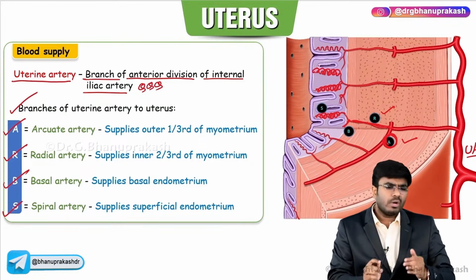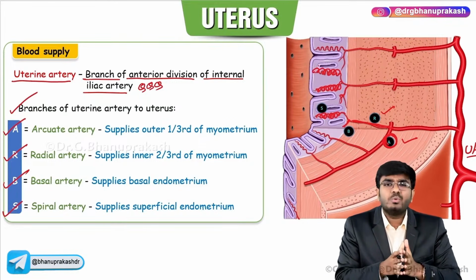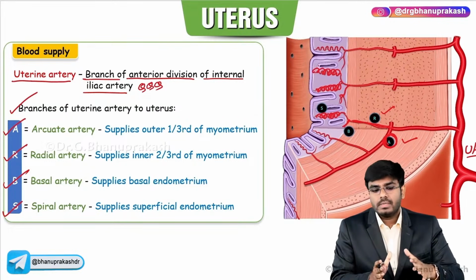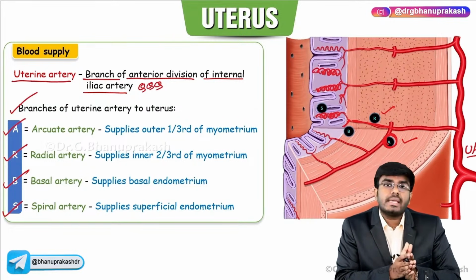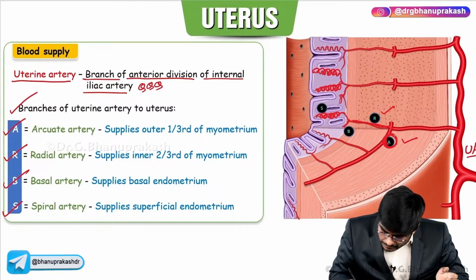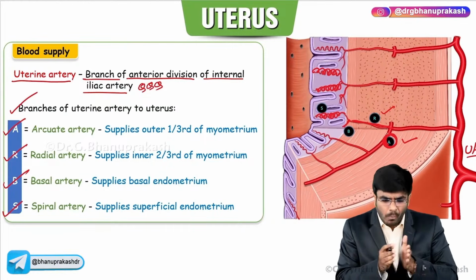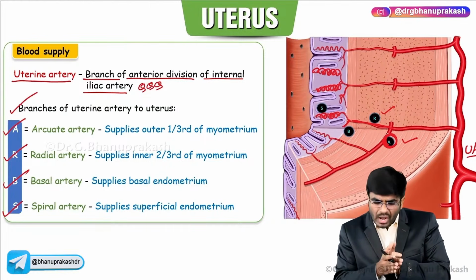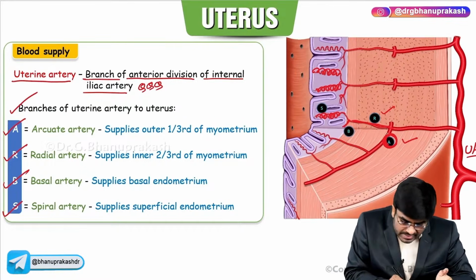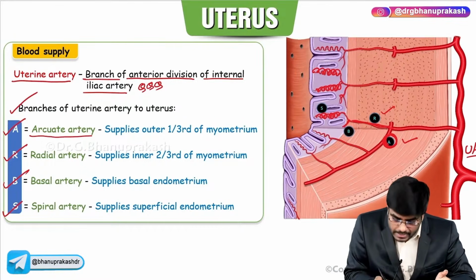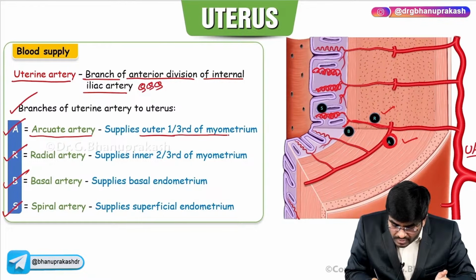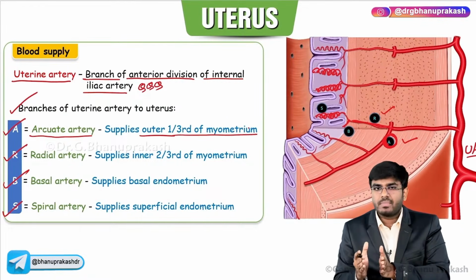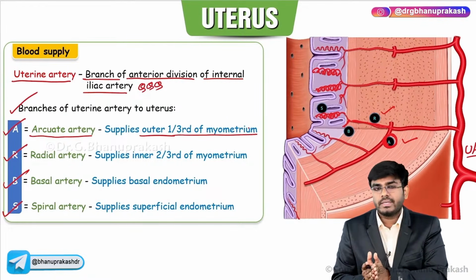They won't ask you what the branches of the uterine artery are. They will ask you which branch supplies which area. For example, the arcuate arteries are more outside the uterus, so the arcuate arteries supply the outer 1/3 of the myometrium, the outer parts. Outer 1/3 of the myometrium.